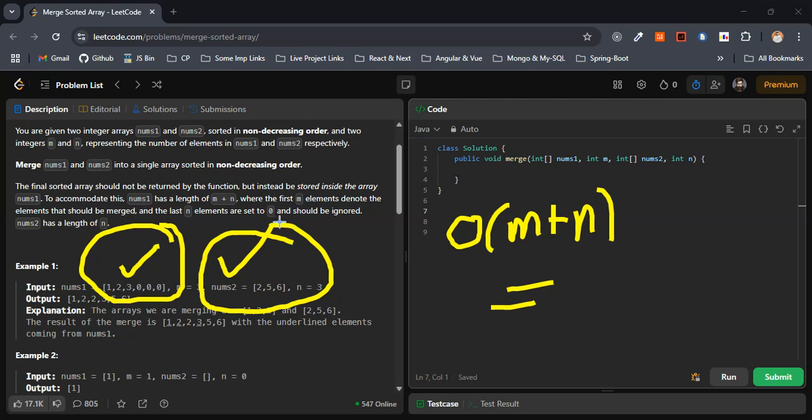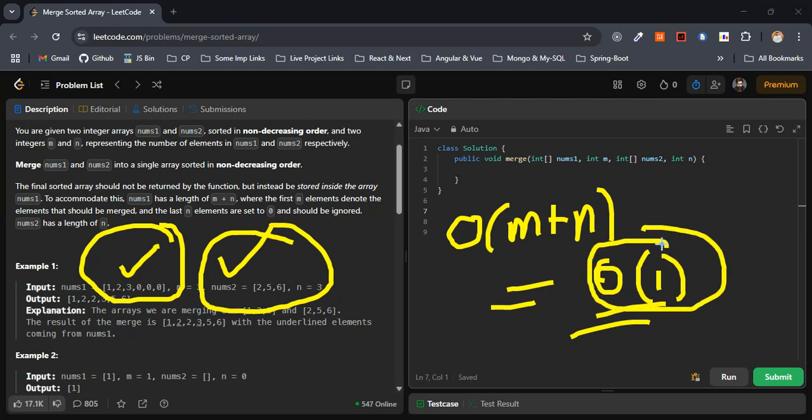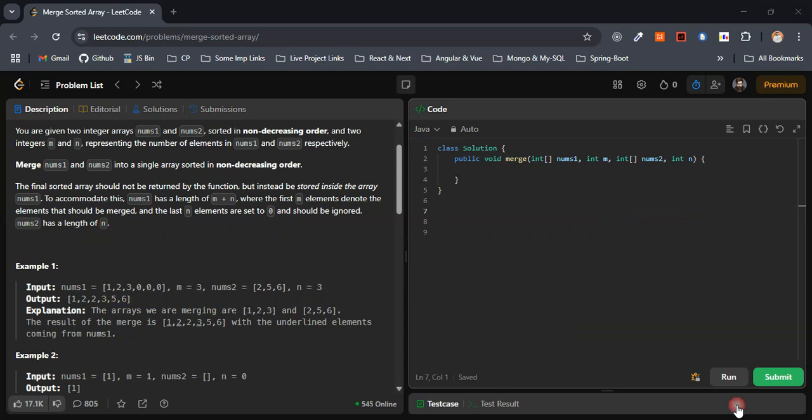And what would be the space complexity here? Space complexity would be big O of 1. Why is the space complexity big O of 1? Because we are making use of in-place merge. I mean, we are modifying only in place, or in-place merge using only pointers. That is the reason the space complexity would be big O of 1 in this case. I hope this part is completely clear. So this is the approach that we'll be going with.